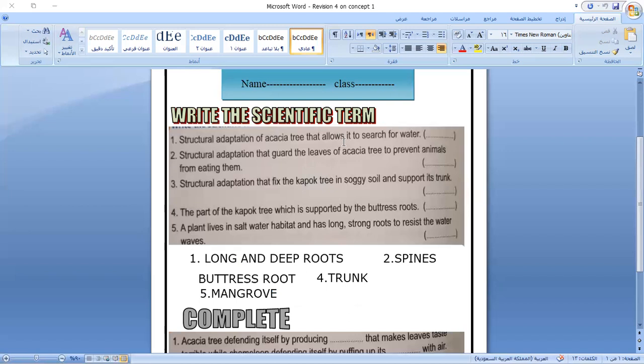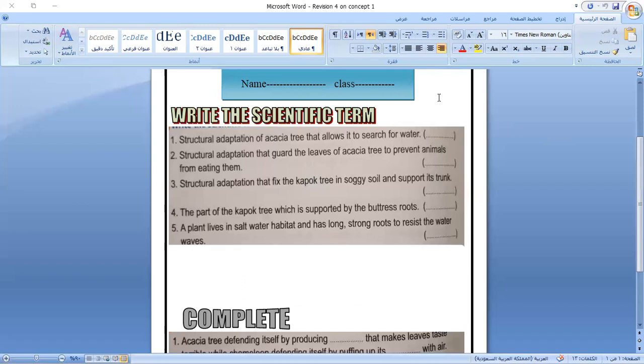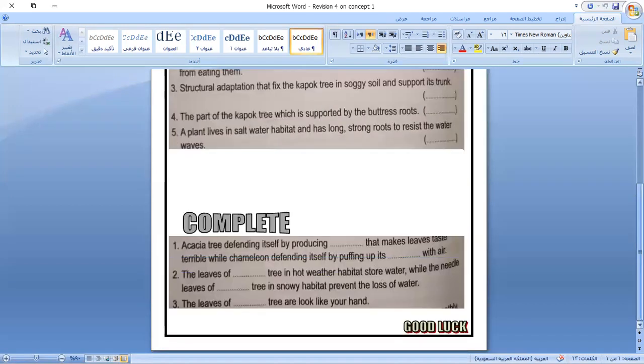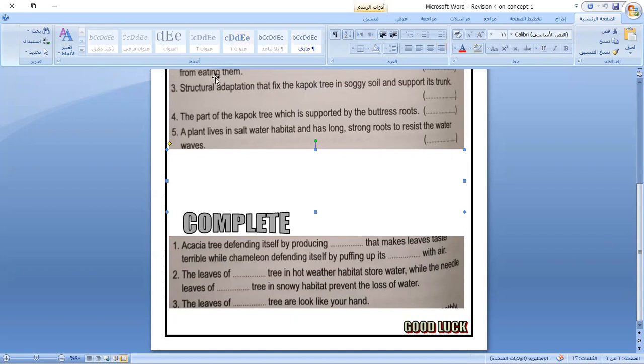Very good, my son. We have here answered all questions of write the scientific term. Now we can move to the next question, which will be complete. Let's move to it. Acacia tree defends itself by producing something. Something is produced by the leaves of acacia that makes leaves taste terrible. So what do the leaves secrete? It secretes a poisonous material. So number 1 will be poison.